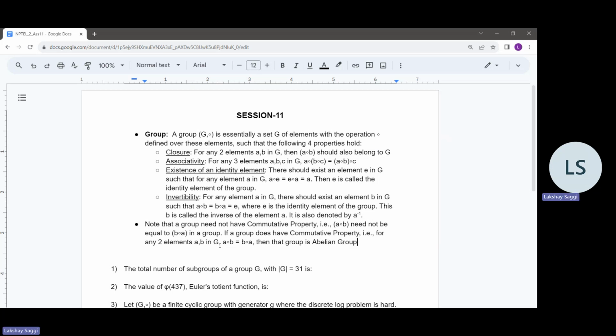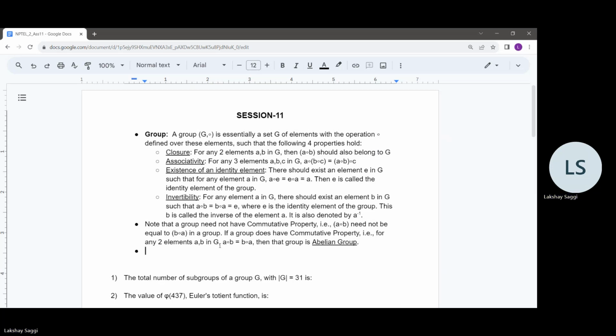So just for the sake of completeness, I want to point this out also, that this group is called an abelian group. So it's a nice property to have. So what properties does an abelian group have? An abelian group has these four properties because it's a group, and it also has the commutative property because we have defined it this way. So I think we now know what a group is, right?